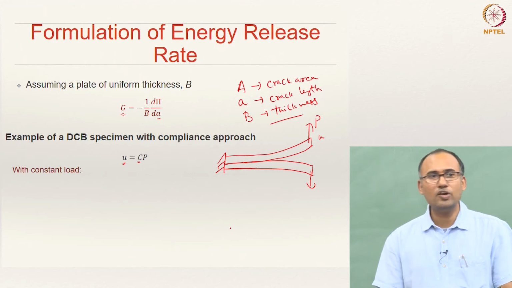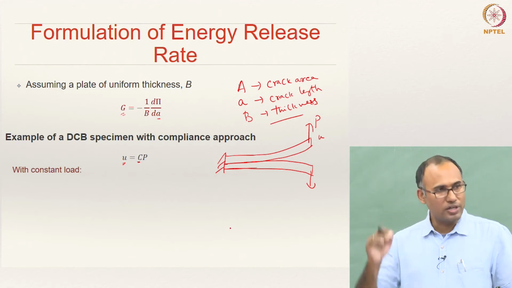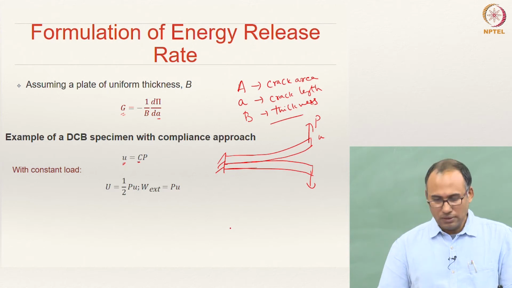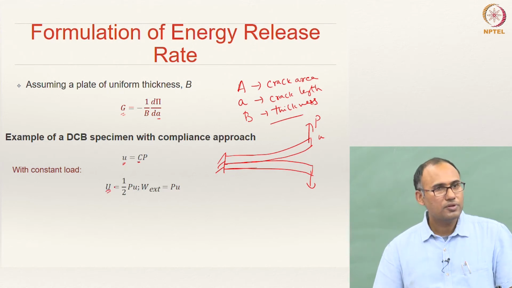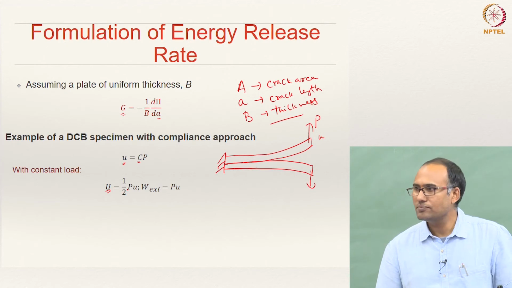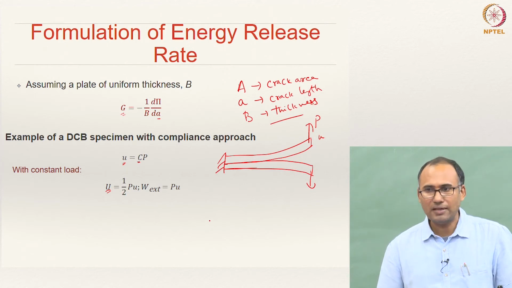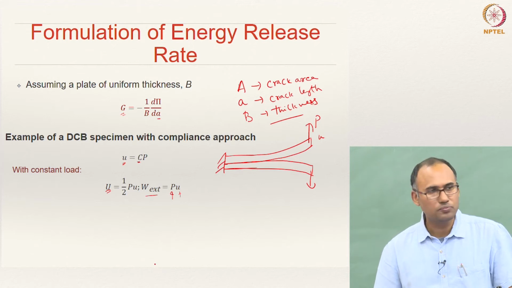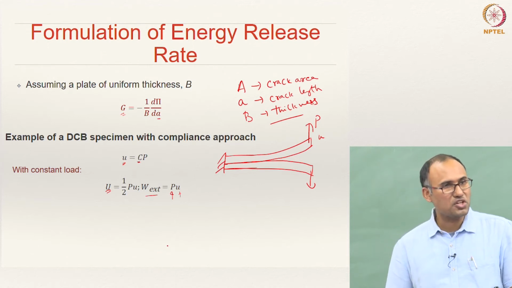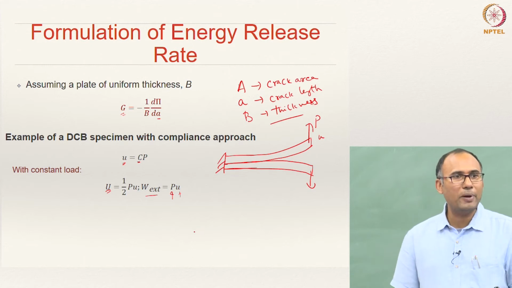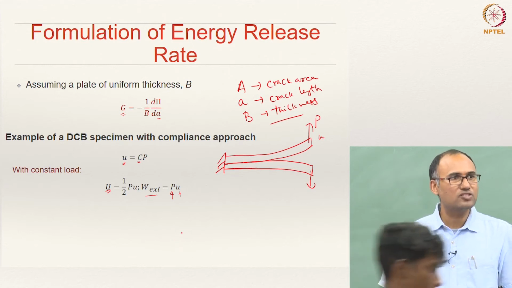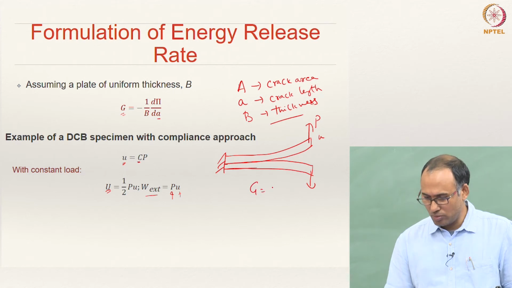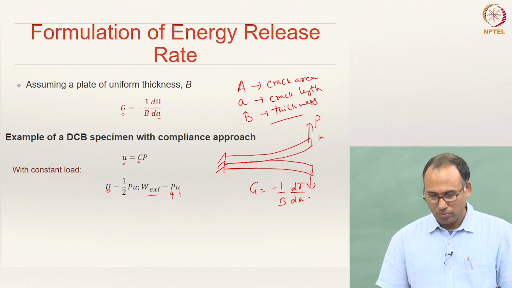Now let us say you have applied a constant load. The load is fixed. Then your strain energy can be written as half P times U. All of you agree with that? And the external work is, because your load is fixed and there is a displacement associated with that load, P times U. What is our G? The definition of G: minus dΠ/dA, that is equal to minus 1 over B. So G is equal to minus 1 over B dΠ/dA, right?